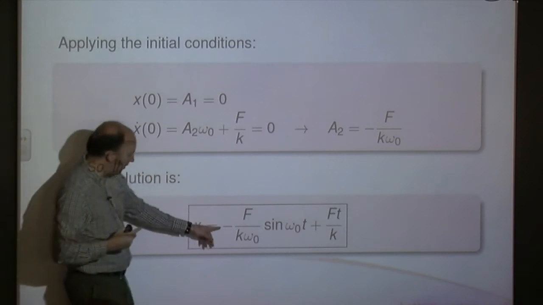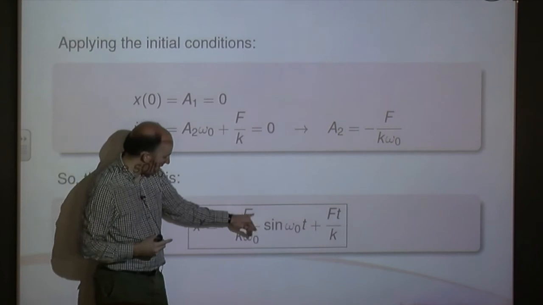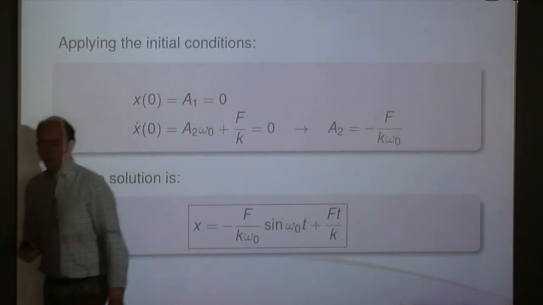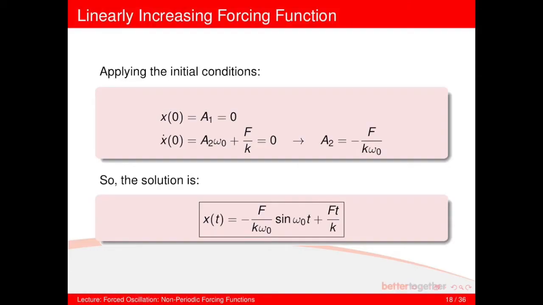So there's our A2. A1 was 0, so that gets rid of the cosine term. Here we end up with a sine term multiplied by some amplitude, and then plus a ramp function, a thing that's going to increase as time goes up. Now I haven't plotted that, but you can see quite clearly what happens.